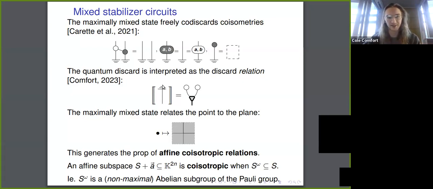like a mixed thing. And the way to think of the maximally mixed state is you take a point and you relate it to the entire plane. Or conversely, you take the entire plane and relate it to a point for the discard. And if you do the same kind of trick, this gets you the prop of affine coisotropic relations, which is essentially just mixed stabilizer states. So here, I've weakened from asking that S is equal to its dual to just asking that it includes its dual. So this is where the maximality is weakened.